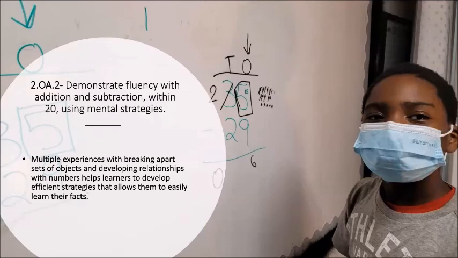And keep in mind that those mental strategies, again, are counting on, making a 10, using the relationship between addition and subtraction, and creating easier problems. These are the ones that we want to make sure we give learners multiple experiences to get proficient in. So when you're working with your learners, be sure to ask them questions about how they came up with that strategy and what strategy they used.